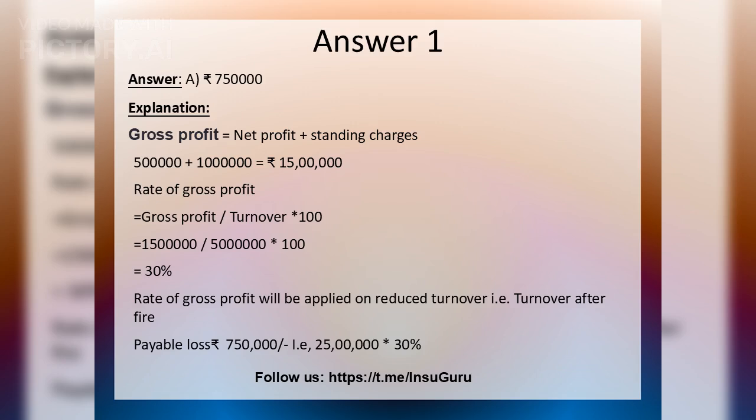By calculating the gross profit and applying the rate of gross profit to the reduced turnover, we arrive at the payable loss of 750,000 rupees.